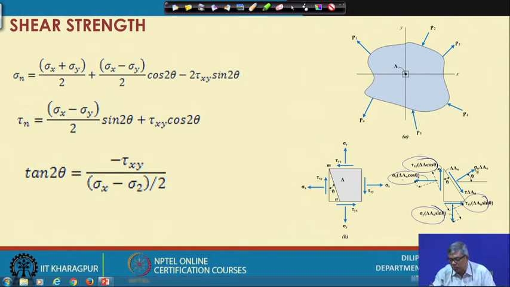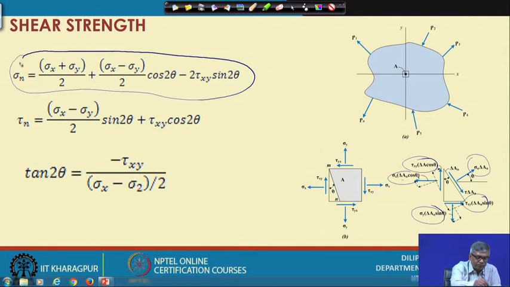And what is the force acting on this plane? I know that the area here is A n, and the stress acting is sigma n, so sigma n into A n becomes the force. This force and these four force components can be resolved in this direction, and finally the summation of forces in that direction at that point will become zero. Based on that I simplified and got this equation, sigma n equal to this.